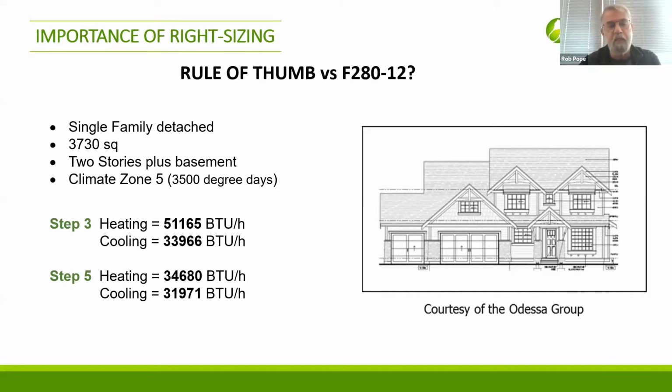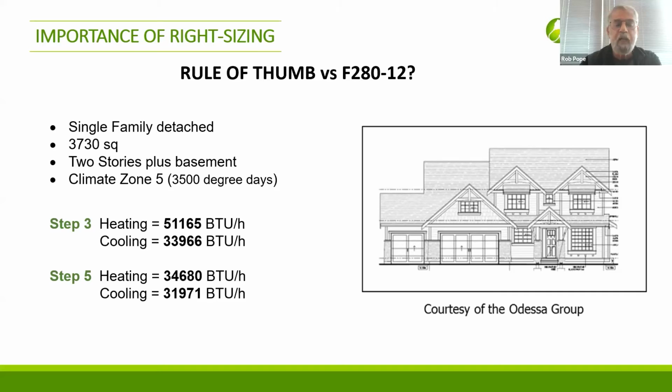This, by the way, is a single family detached, 3,700 square foot and change, 2 stories plus a basement, climate zone 5. Nelson, 51,000 BTUs and change for step 3, and that's the heating, cooling 33.9, almost 34,000 BTUs. In step 5, it goes down quite a bit, 34,680 for heating, and it doesn't change much for cooling, it's 31,971.